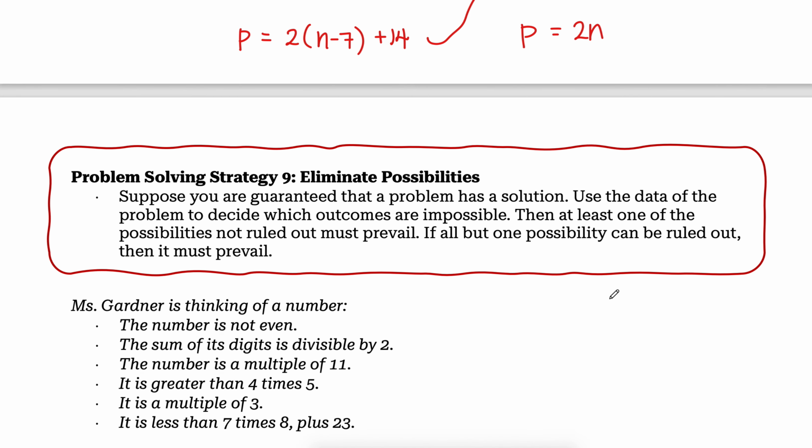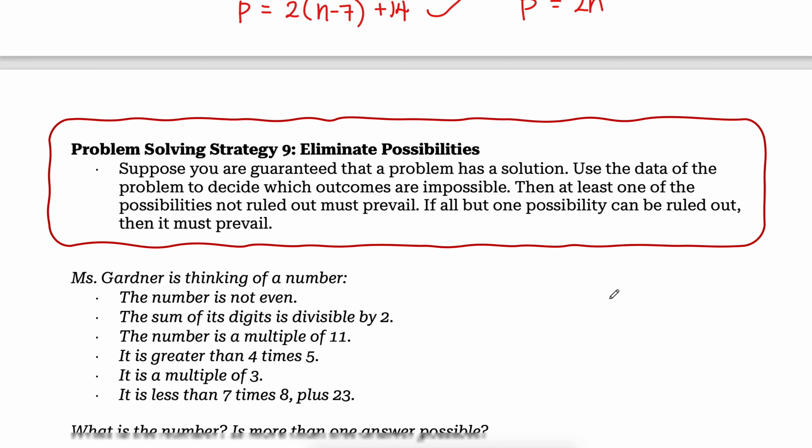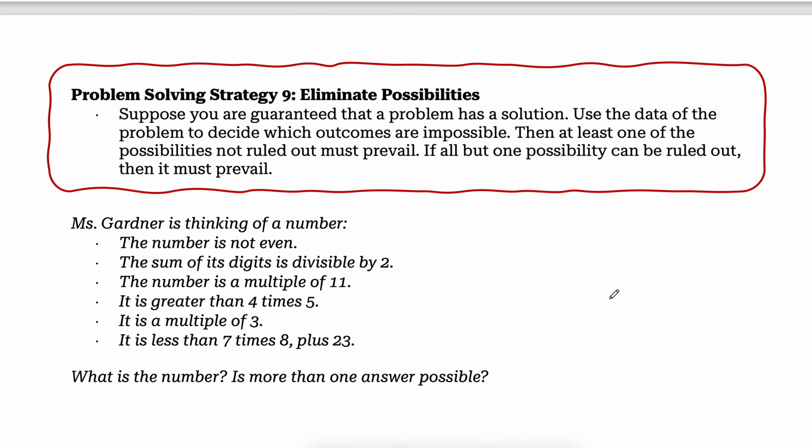Now, another strategy on the next page here is eliminating possibilities. Sometimes, instead of going straight to an answer, what you can do is just eliminate all of the wrong answers, and then whatever is left, kind of very Sherlock Holmes-esque, whatever is left must be the correct answer.